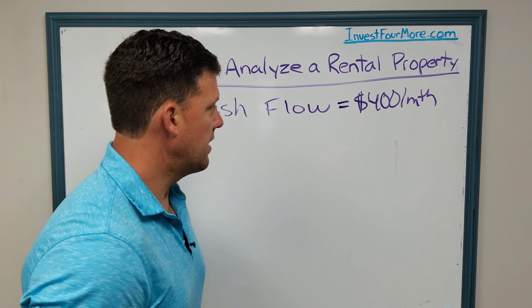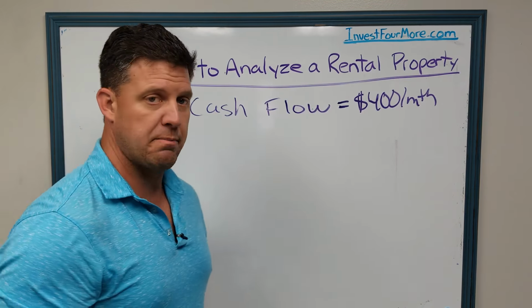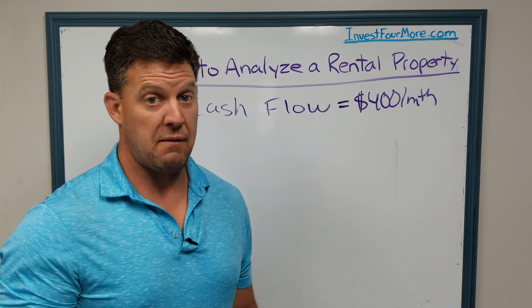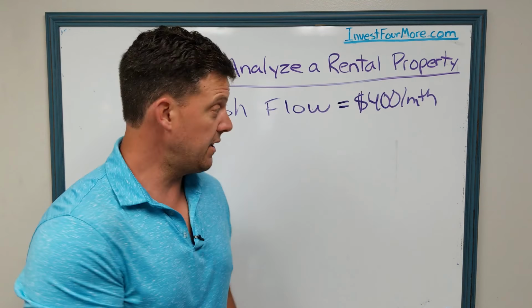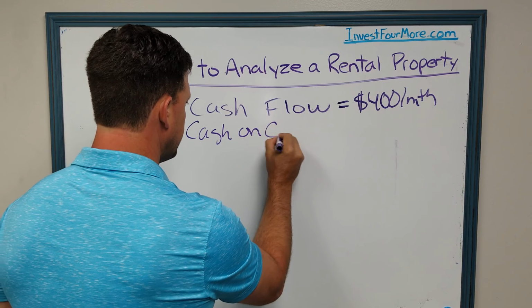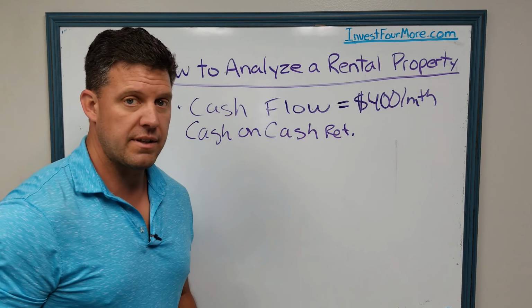That's a cool figure. But what does it actually mean, right? If you have a property you pay $500,000 for, that's probably not very good. But if you paid $50,000 for it, that's amazing. So how do we know if that's a good number? That's when I bring in the cash on cash return. So how do we figure that?